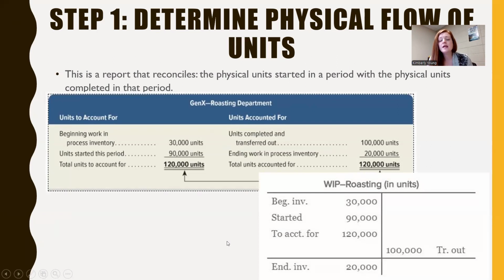So this is how it would look in a T account. We began with our 30,000. We started another 90,000, which is 120. We finished 100,000, so they left work in process roasting, which means they went into work in process mixing, and that means we have 20,000 left that haven't finished roasting.